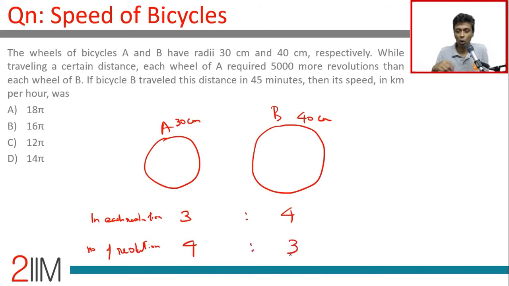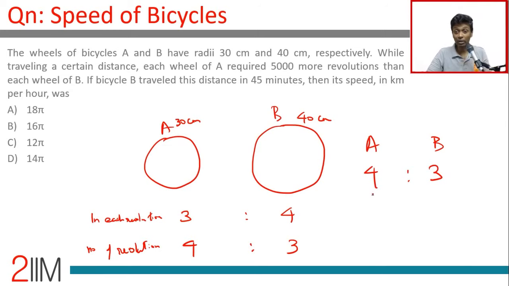Remember, if you're doing 1 meter per revolution, you have a certain number of revolutions required. If you do 2 meters per revolution, you can do it in half the number of revolutions. For the same distance, if circumference is in the ratio 3:4, then the number of revolutions should be in the ratio 4:3. The exact opposite, because the distance is the same. So the number of revolutions, A to B, is in the ratio 4:3.